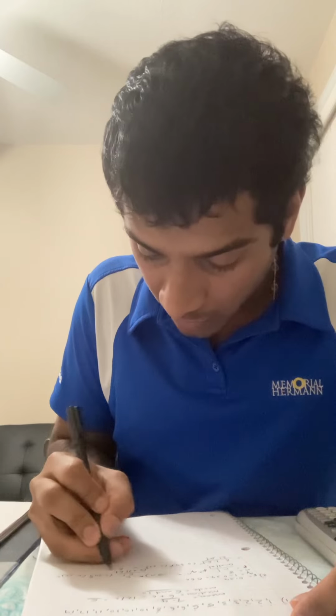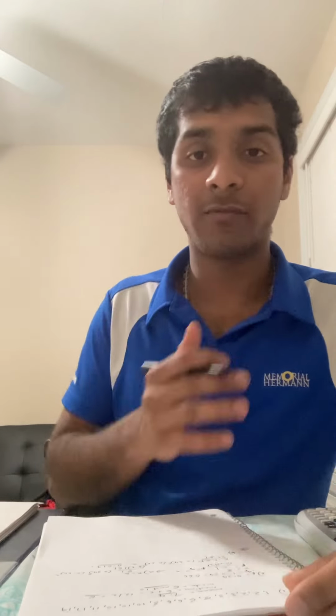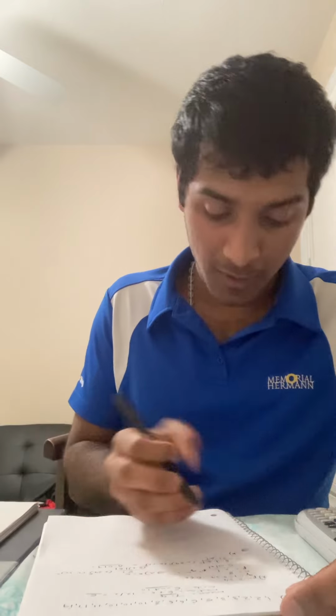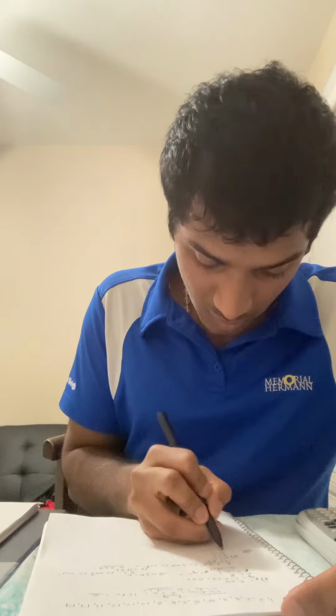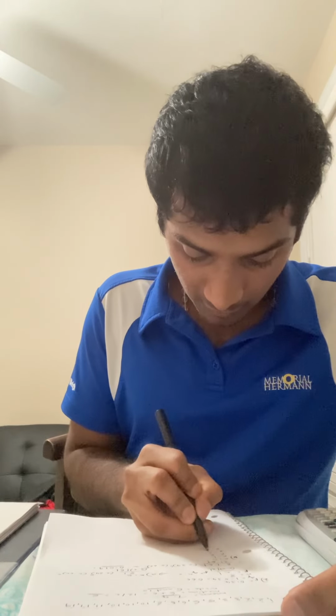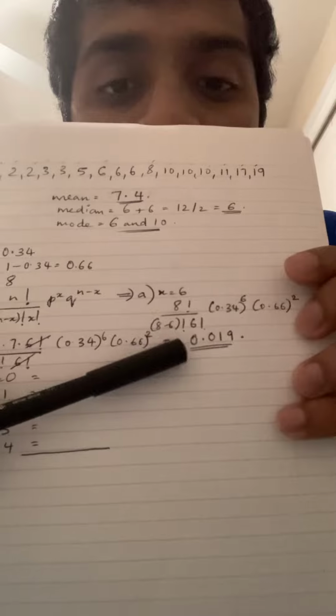The answer I got for part A is 0.019. Now I'm going to do part B, which says less than 5. So you need to find every x which is less than 5. So x is going to be 0, 1, 2, 3 and 4. We need to find the probabilities for all of these and then add them together to get the answer.